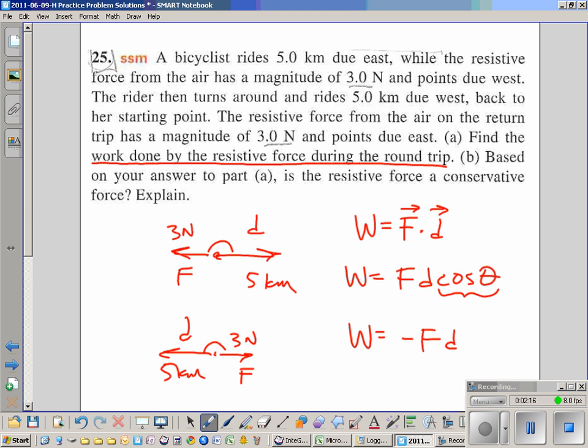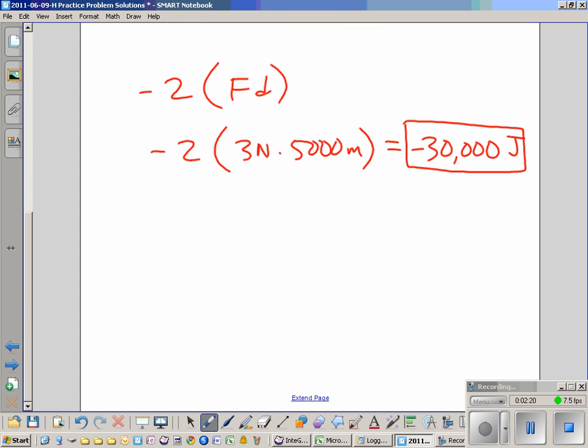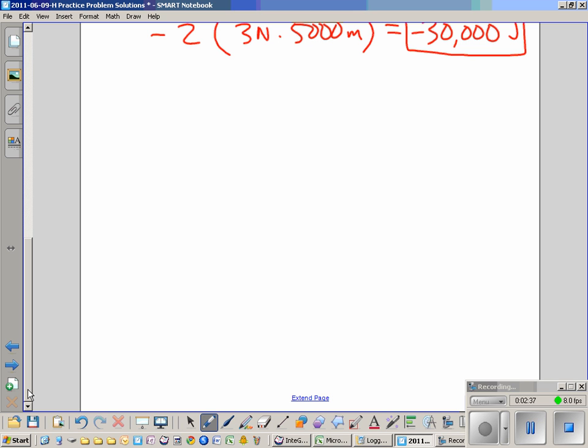Now the question is: is the resistive force a conservative force? What's your first thought? No. Do we have evidence that it is not a conservative force? There are two ways that we define a conservative force. One is that the work done is independent of path.